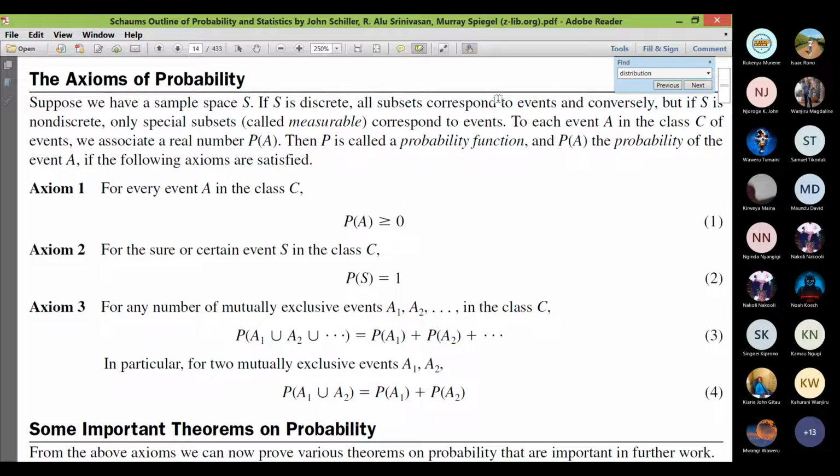So all subsets correspond to events. The event that it comes up odd, the event that the number coming up is even, that's an event. But if S is non-discrete, that means that we cannot count, then only special subsets called measurable correspond to events. Like the one I was telling you, if you drop an egg and you're considering all possible outcomes, and if it splatters, you may also want to know how far it splatters.